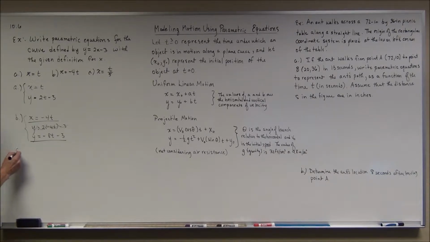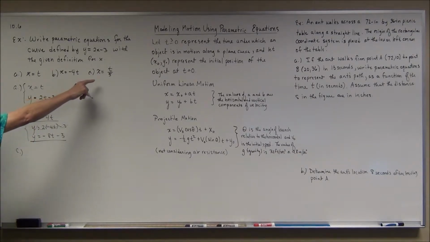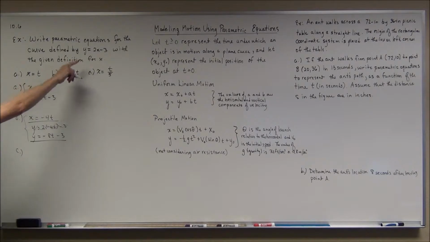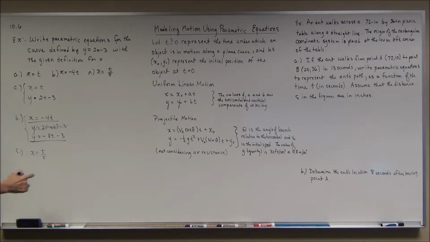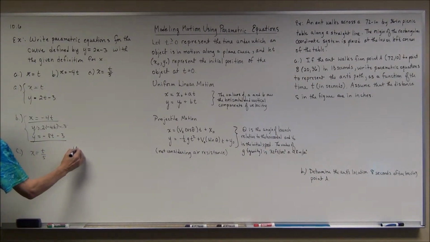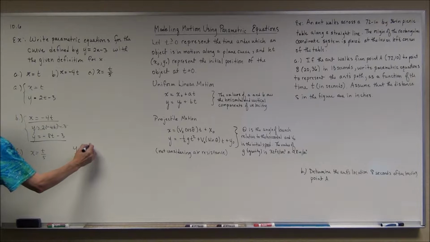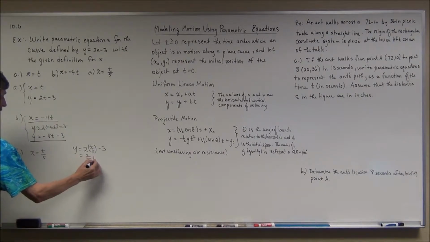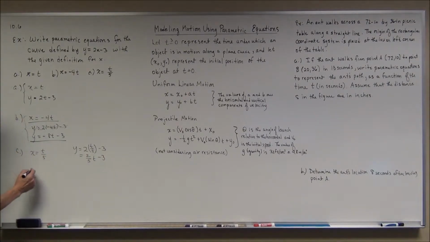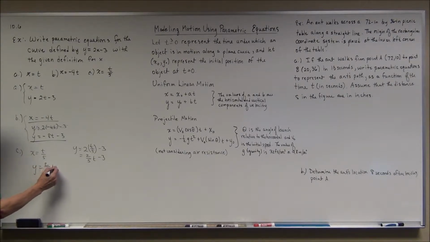For part C here, very similar. I do have a fraction, but that's about the only difference. I'm going to go ahead and substitute, first letting x be defined as t over 5, and then making the substitution. I'll do it over here. y equals 2 times t over 5 as my x value, minus 3. So this would be 2/5 t minus 3. So my second parametric equation would be y equals 2/5 t minus 3.